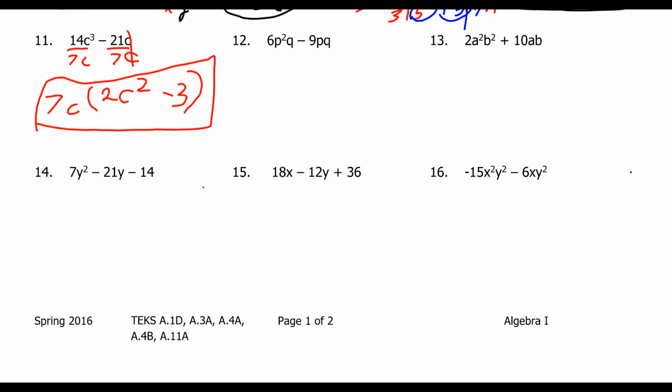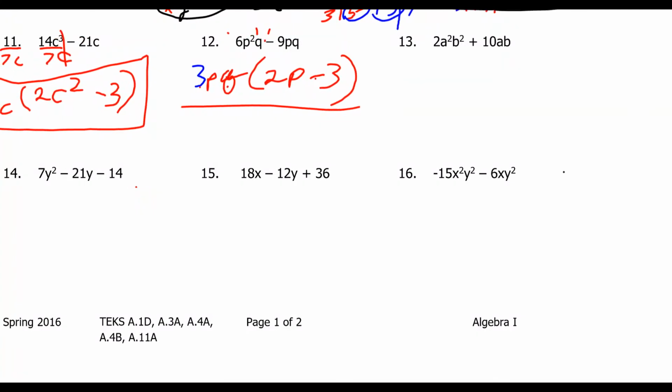Number 12. All right, things that we can pull out, okay? A 3. Now we're going to go with the smallest exponent for the p's. That's going to be a p. And then for the q's, that's just a q. Now, 3 goes into 6 twice. P goes into p squared p times. Q goes into q 1 time, so we don't write anything down for that. Now, 3 goes into 9 3 times. And we've already got the pq. And there we have it. That problem is finished.